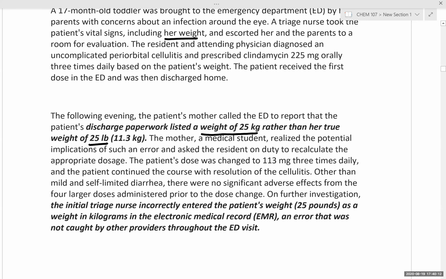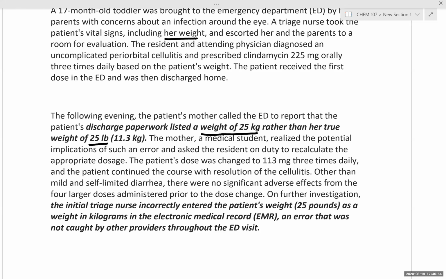Now you may say, is that a huge difference? Well, if we compare a kilogram to a pound, 25 pounds is roughly 11.3 kilograms. So the listed weight was almost double the patient's actual weight. Now, why is this an issue? Because the weight was entered incorrectly, that changed the dosage. And this resulted in the patient receiving an excessive dose of the antibiotic.